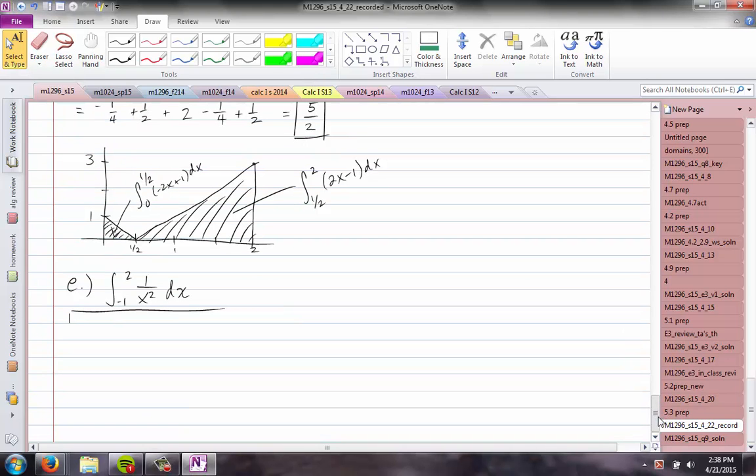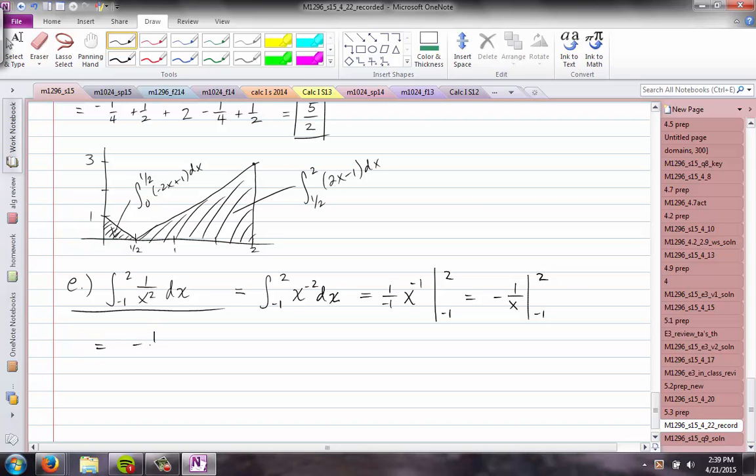For our next problem, we're going to look at the integral from -1 to 2 of 1 over x squared. First note that we could write 1 over x squared as x to the -2. And then it's easier to find the antiderivative of that. If I add 1 to -2, I get -1, which is the same thing I divide by. So I get negative of 1 over x.